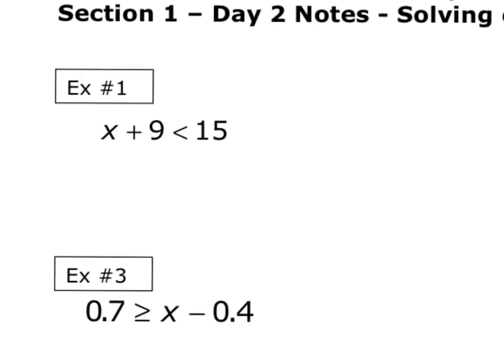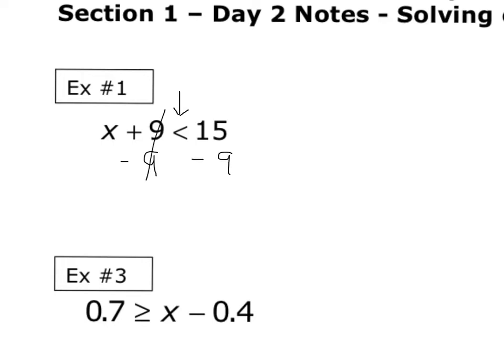Our first goal is to get our x by itself, and we're going to treat this inequality sign kind of like an equal sign. We want to get everything to the other side. So we need to get this positive 9 onto the other side. How do you undo addition? Of course, you undo that with subtraction. So we're going to subtract 9 on both sides.